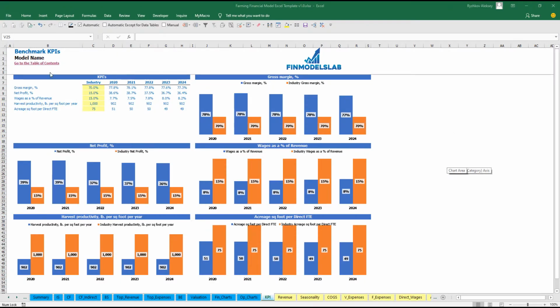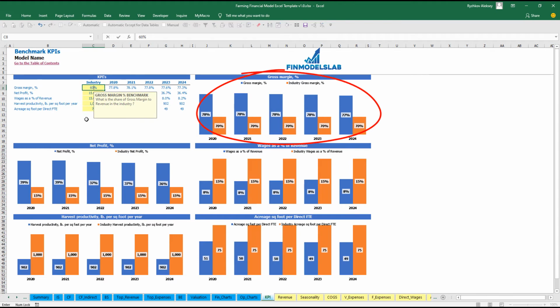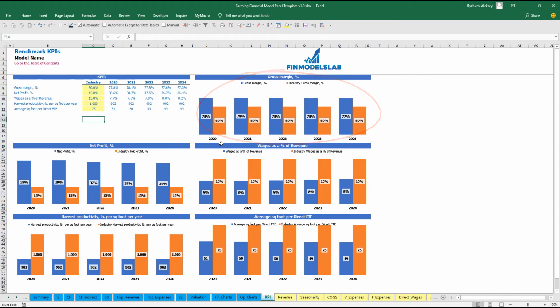On the benchmark KPIs tab, you may compare up to 5 benchmark KPIs with your industry standards. For example, gross margin, the industry standard is 60% for your country or your business, and you may see on this chart gross margin industry KPI is changed, which is orange here.